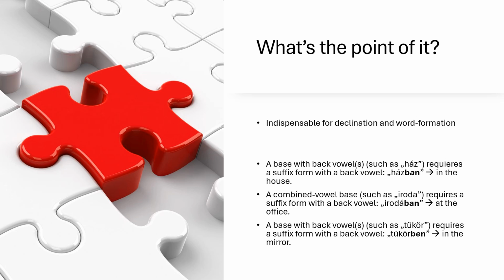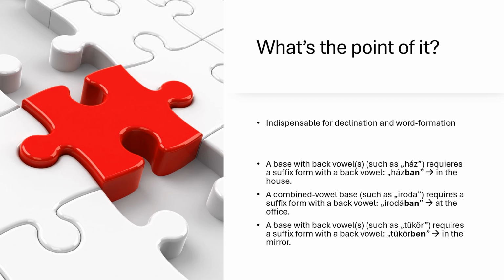Let's take another example. This time it should be a combined vowel word, for example, iroda, meaning office. We would like to articulate something very similar. Thus, the same pair of suffixes are required. In case there are both back and front vowels in the base, these words act the same as back vowel words, so the result is the following: irodában.